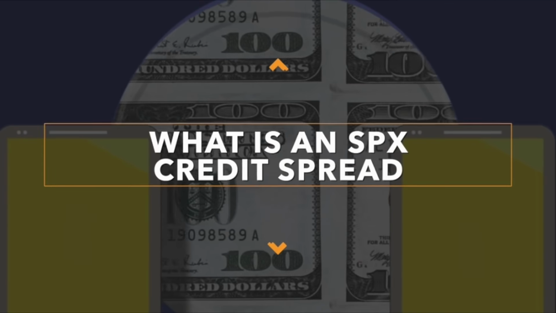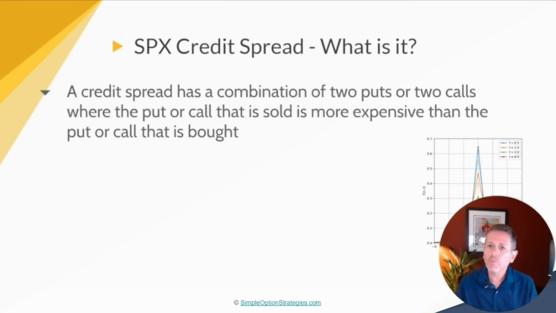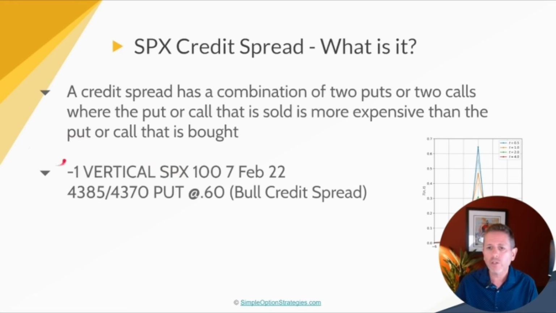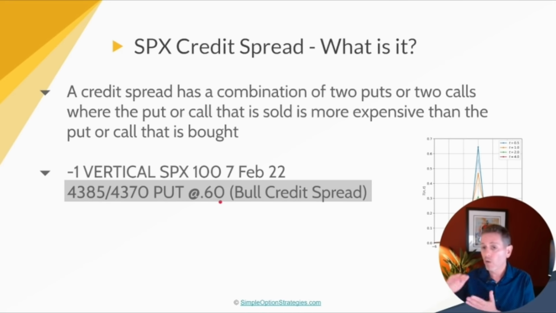Okay, so let's start out with what an SPX credit spread is. An SPX credit spread is a combination of two puts or two calls where the put or call that is sold is more expensive than the put or call that is bought. In this particular example, we have one contract. It's called a vertical because it's one strike on top of the other. SPX 100 really doesn't relate to 100 stocks. It really relates to 100 shares per contract. And so in the SPX cash index, there's 100 shares per contract, and this is the expiration date, 7 February 22. 43.85 is the put that you are selling. The 43.70 is the put that you're buying, therefore receiving a 60-cent credit depending on where the market is.